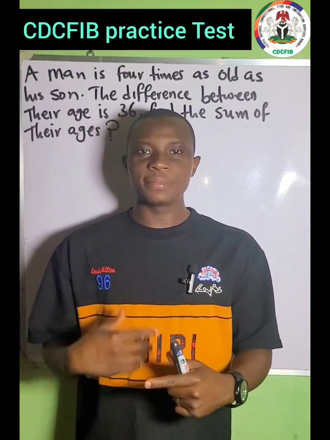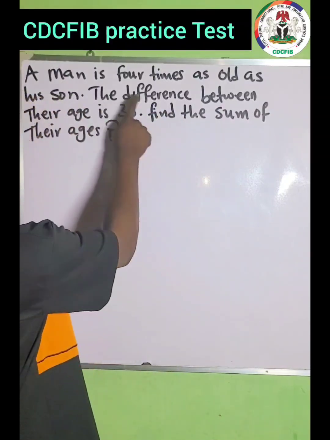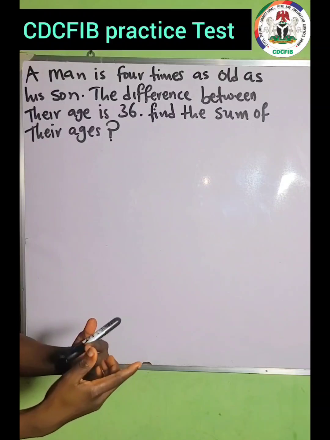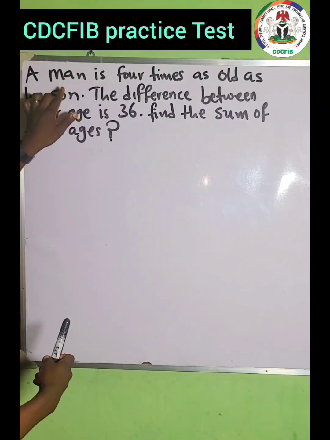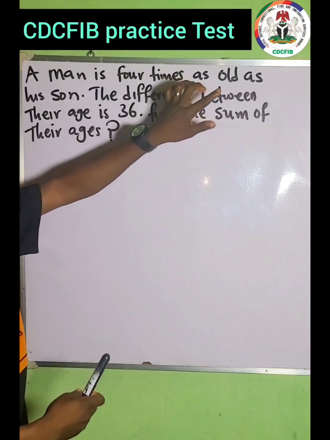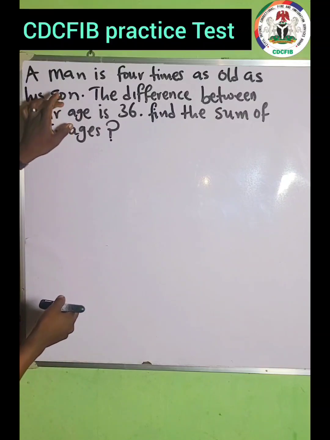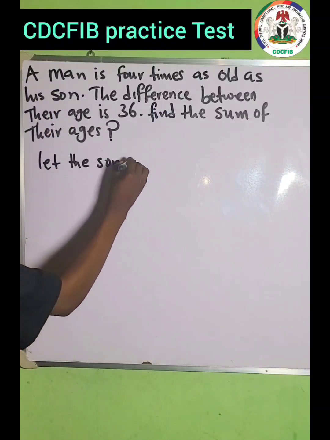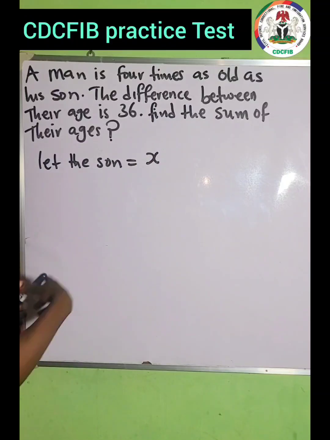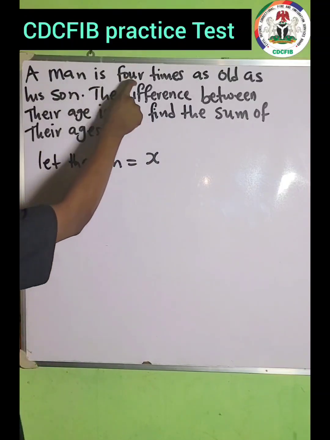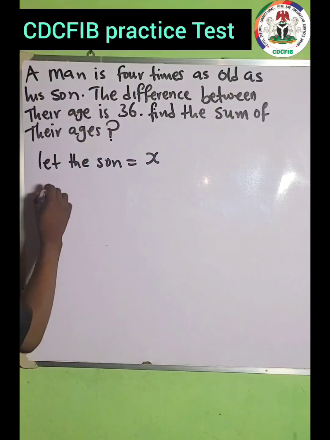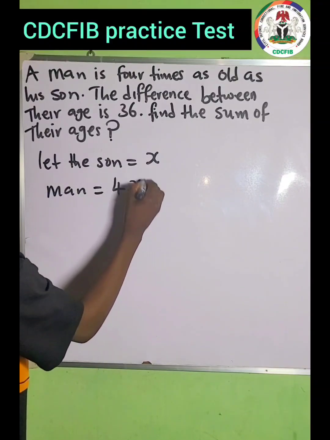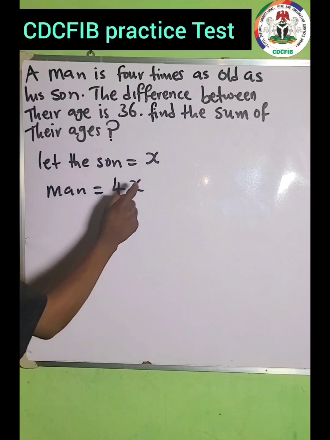A man is 4 times as old as his son, and the difference between their ages is 36. Then we are asked to find the sum of their ages. So first thing, if you look at the first line of the question, a man is 4 times as old as his son, but we don't know the age of the son. So we're going to let the son's age be equal to x, which is unknown. A man is 4 times as old as his son, so the age of the man is going to be 4 times the age of the son, which is 4 multiplied by x. It's going to give us 4x.